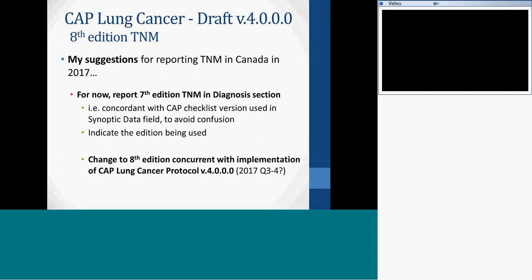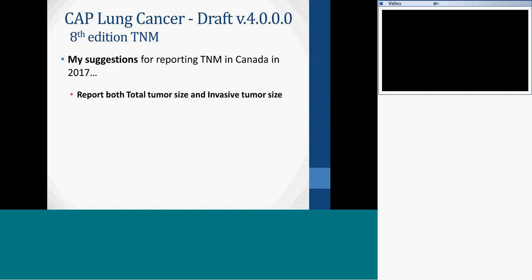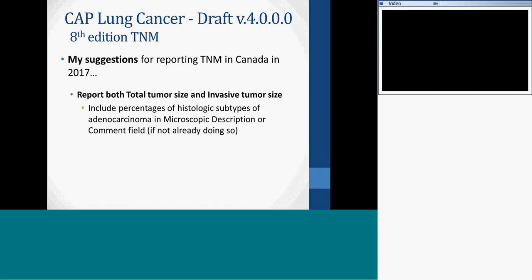One thing that I think we do need to do is report both total and invasive tumor size. I think we're planning here at UHN to do that in the right diagnosis field, but include percentages of histologic subtypes for non-mucinous adenocarcinomas, either in the microscopic description or in the comment field. Now, I know a lot of centers are already doing this, but I think many are not.